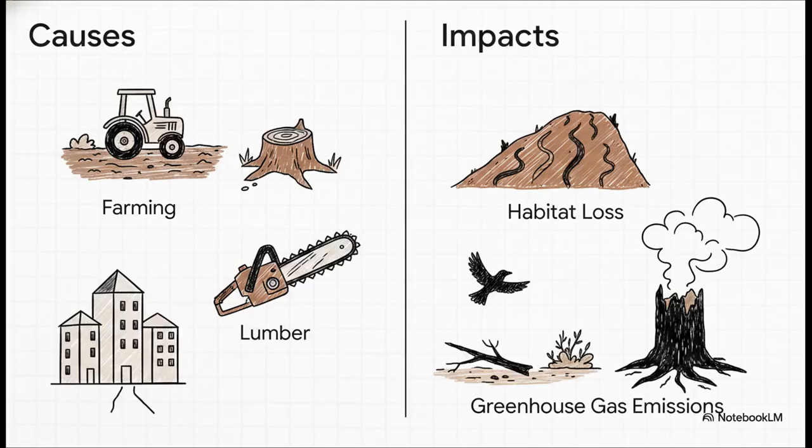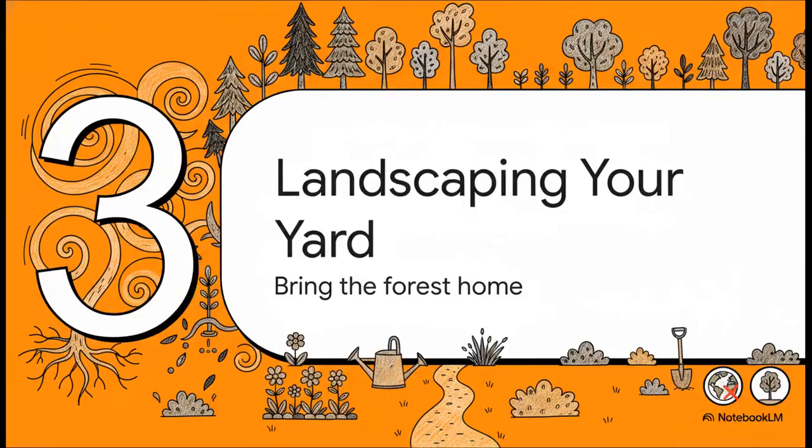And remember that 20% figure we just mentioned? It directly reflects the greenhouse gas emissions caused specifically by tropical deforestation. When trees are burned or rot away, all that carbon they've sequestered is released right back into the atmosphere as carbon dioxide. Let's pivot a bit and look at Section 3, landscaping your own yard.